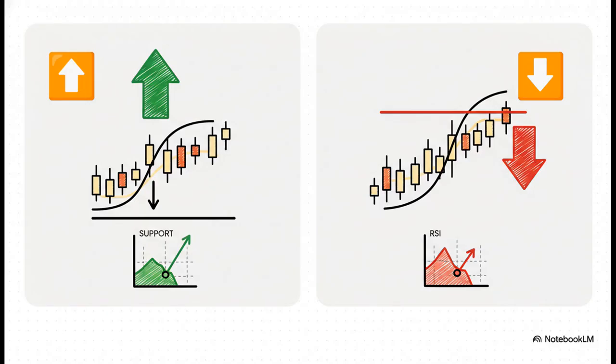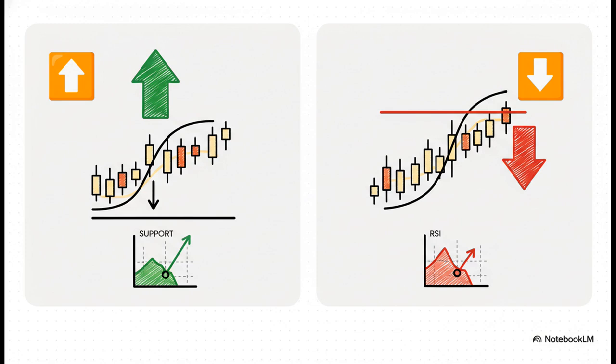Okay, now for the entry. And what's so cool here is that the rules for a buy and a sell are just perfect mirror images of each other. So for a buy setup, we're already in an uptrend, right? We wait for the price to pull back to one of our support zones, and we want to see it bounce right off our 50 EMA. At the same time, we glance down at our RSI and confirm it's in that oversold area.